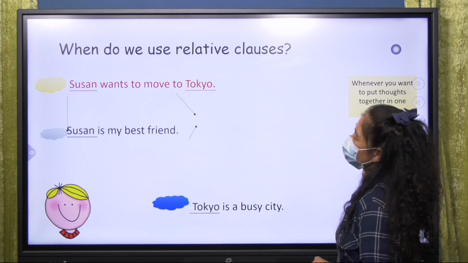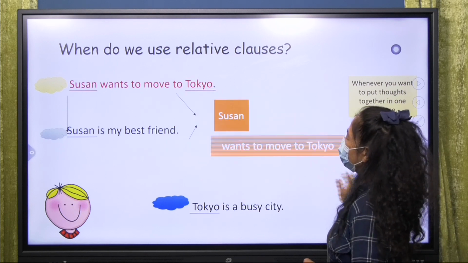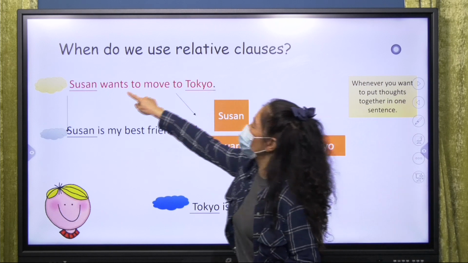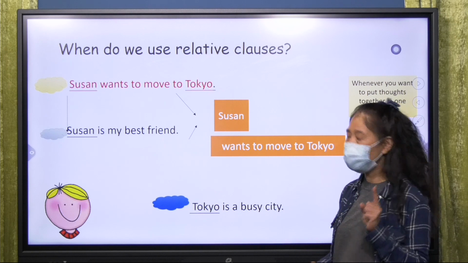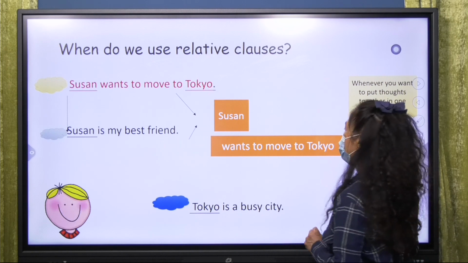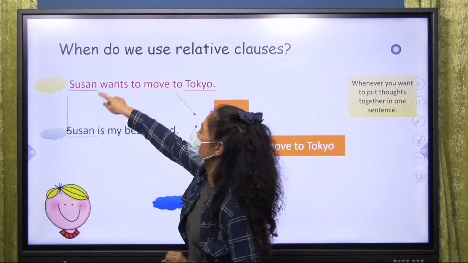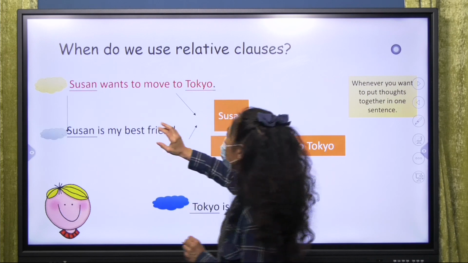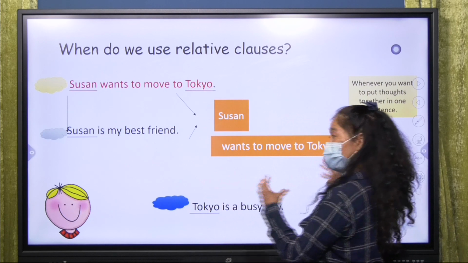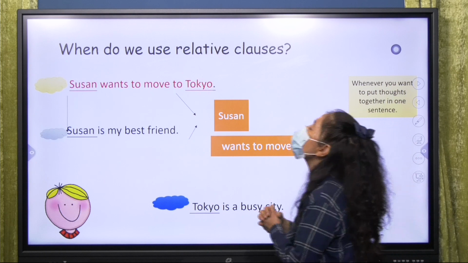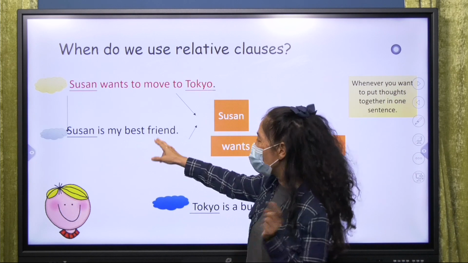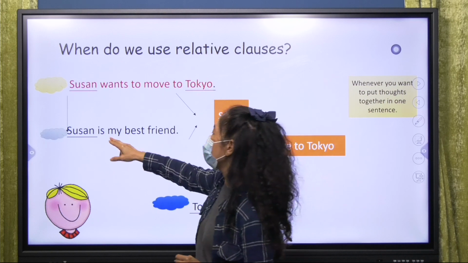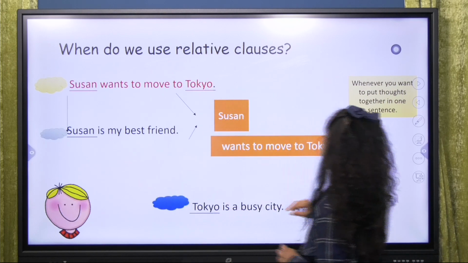So, in joining two clauses together, firstly, Susan wants to move to Tokyo. This is the main clause. Okay, and as I already put down before, I would like to put these two ideas together, and this is another piece of information I want to give to you. Okay, Susan is my best friend.